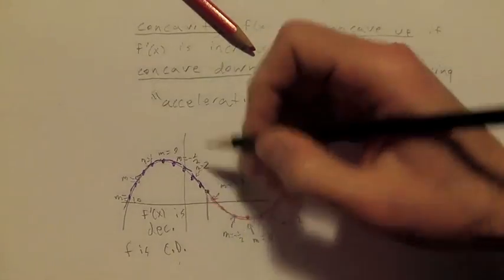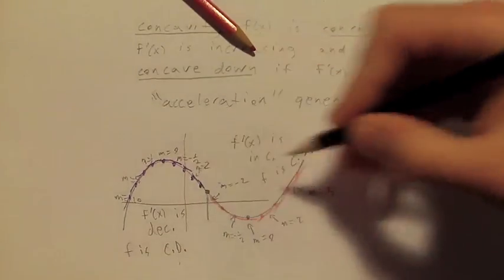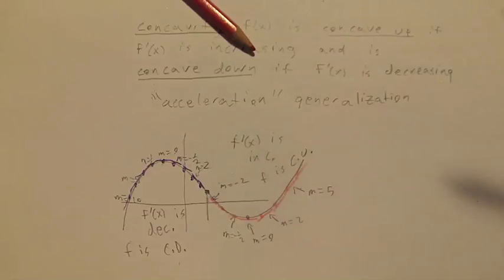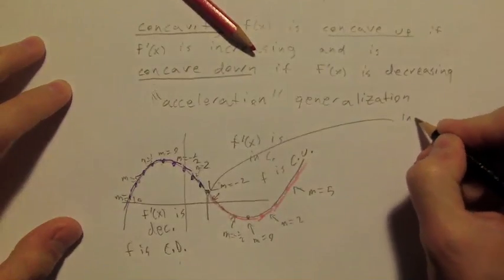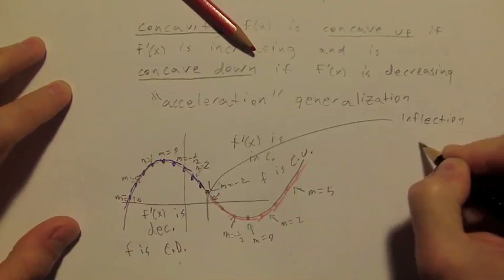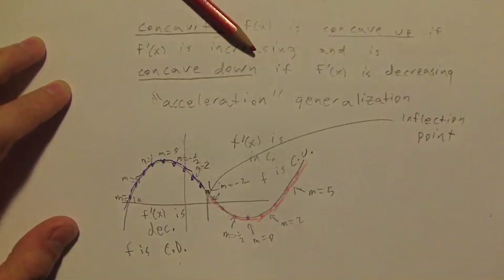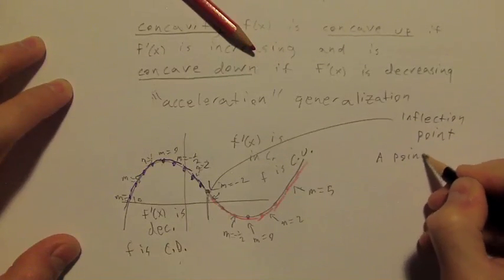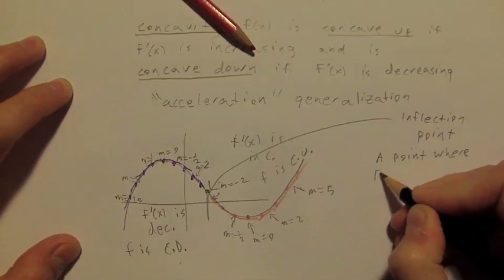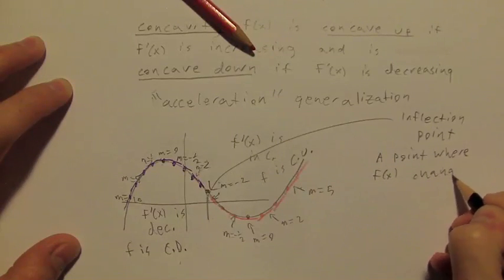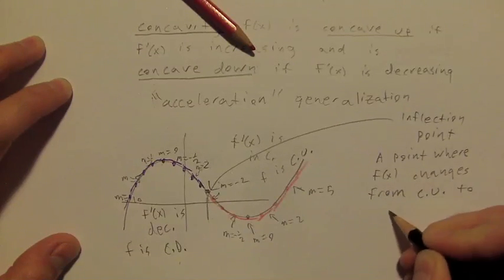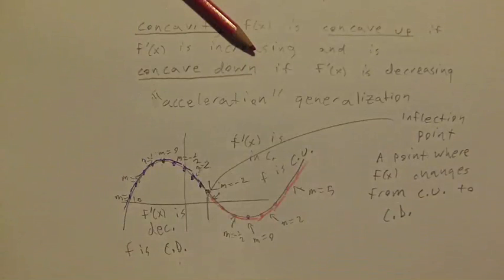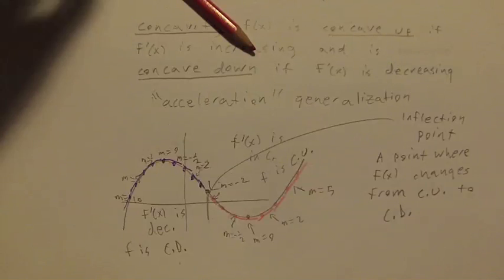Now this point here, okay, in between, this is where the function changes from concave up to concave down. We call that an inflection point. Okay, that's a point where f changes from concave up to concave down. And that is often what is happening at these leveling off points.